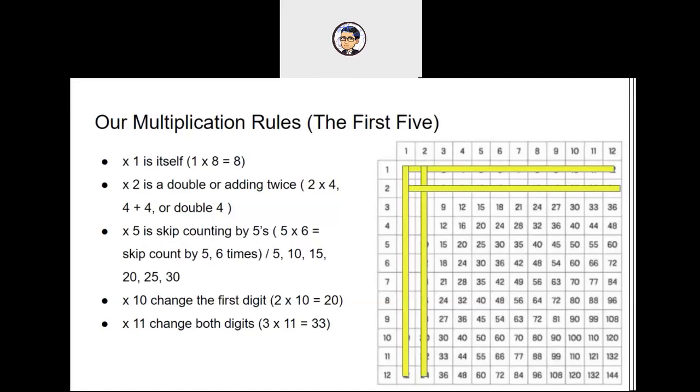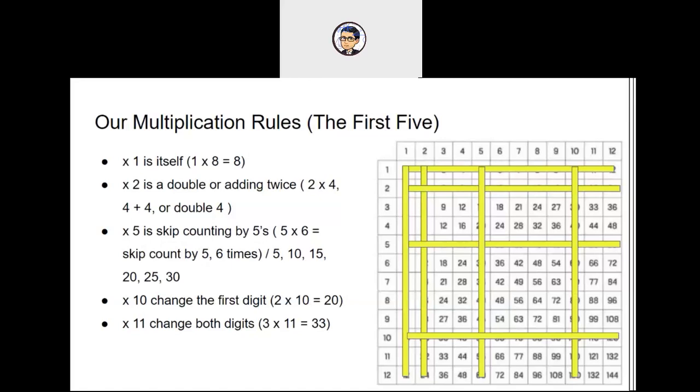Once again, my skip counting strategy for multiplying by 5s, I use skip counting, and we can knock out these numbers. When I am multiplying by 10, I change the first digit and I say to myself, 2 times 10 equals 20, 3 times 10 is 30, 4 times 10 is 40, 5 times 10 is 50. And I can knock out these numbers here.